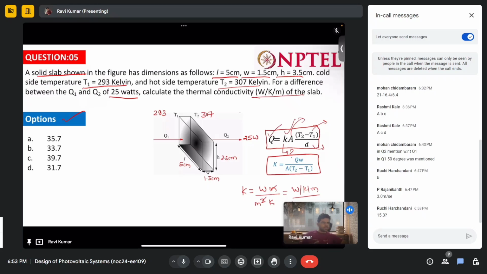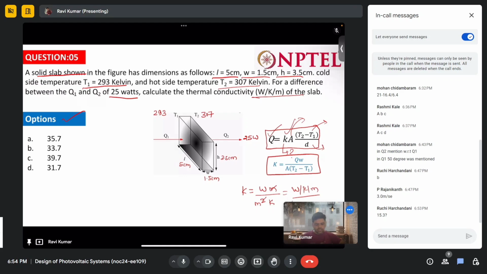15.3. I'm also getting something like this. There may be some difference in the values, maybe. Delta T is 14 into 25. Q, D. What are you guys getting? I am also getting something like this. Let me check once again. 25 into 0.015 divided by 14 divided by 0.05 divided by.